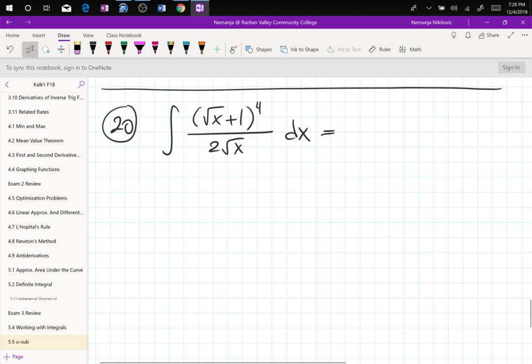Your job is to sit there and figure out what that u is. So at least you don't have to pick between 6 different methods, right? Within 2 seconds of looking at it, you should know whether it's a basic integral or whether this is u sub.